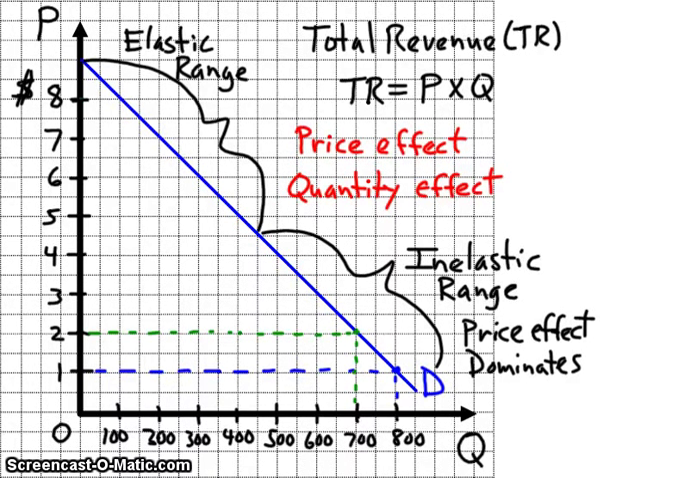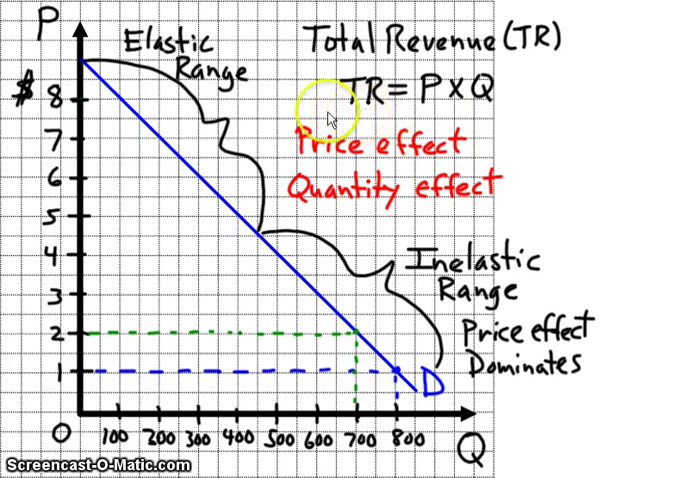So now we want to talk about the relationship between elasticity and total revenue. First, let's review what total revenue is. Total revenue, abbreviated here TR, is equal to price times quantity, or P times Q. Now, what we will find is that there are two different effects at work here.